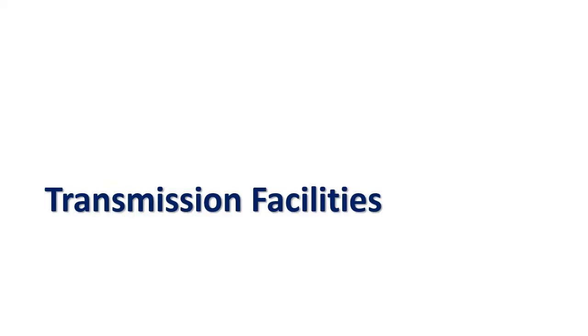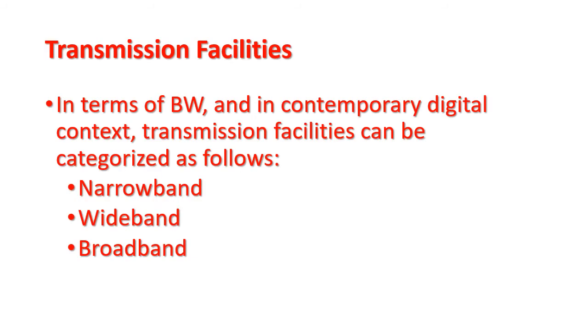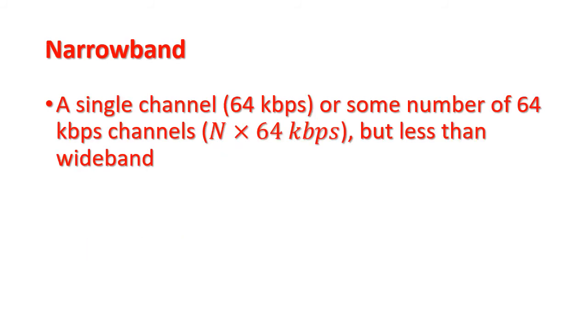Transmission facilities. In terms of bandwidth and in the contemporary digital context, transmission facilities can be categorized as follows: narrowband, wideband, and broadband. Narrowband is a single channel, 64 kilobits per second, or some number of 64 kilobits per second channels, but less than wideband.